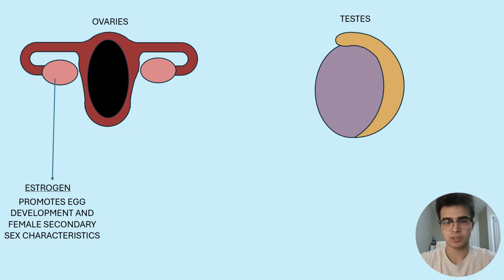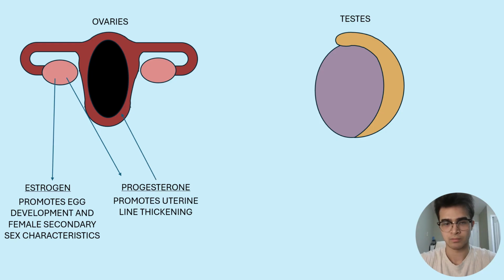It also promotes secondary sex characteristics in females, such as softer skin, breast development, and a different fat distribution than males. For example, females tend to store their fat in their hips and thighs, while men's tend to store it in their stomach. The second one is progesterone. And this hormone is important because it affects the uterine lining. What it does is it thickens the uterine lining so that it's more ready to accept a baby.